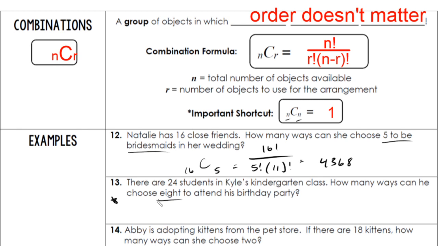You should think, no, I still get to go to Kyle's birthday party, whether I was chosen 2nd, 3rd, 5th, 7th, whatever. I still get to go to Kyle's birthday party, which means that order doesn't matter, which means this is a combination. 24 total, choosing 8. You have 24C8, which is, on my calculator, 735,471.